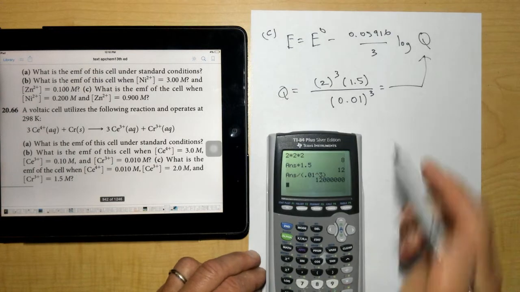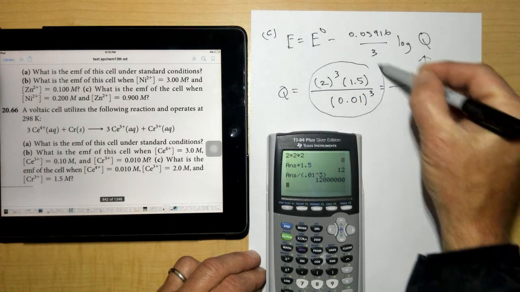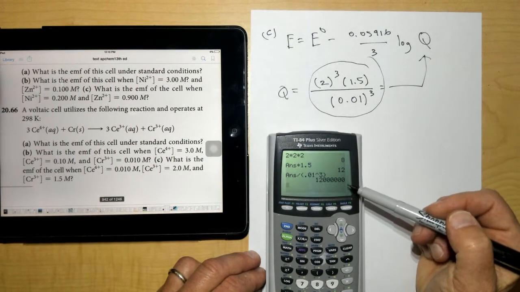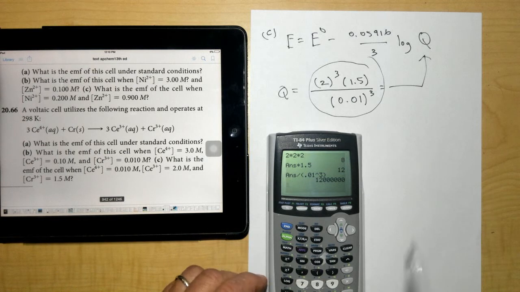Does anybody agree with me for this part right here? A couple people do? Okay, now I've got to log that.